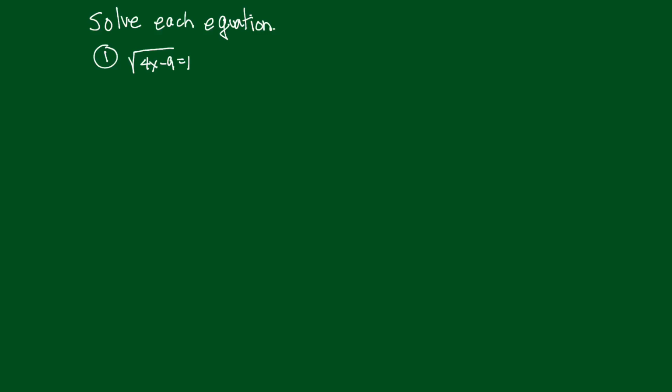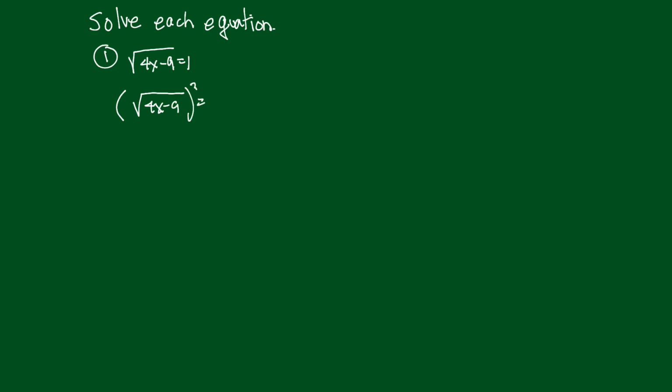Well, we've got an equation with a radical in it. So what I'm going to do is isolate the radical, which it already is, and then I'm going to square both sides to get rid of the square root. Right? How do you undo a square root? You square. So here's what I'm going to have. The quantity, square root 4x minus 9 squared equals 1 squared.